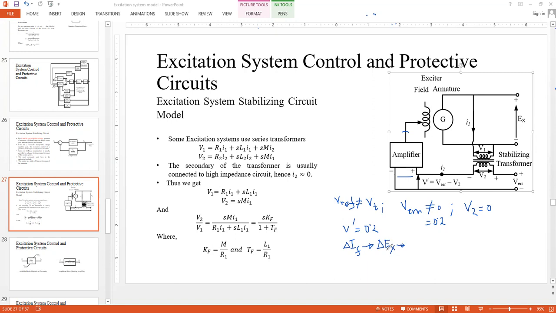This deviation in the output is actually sensed. Remember, this will take some time. So this is a slow dynamic process. This change is not simply like a step. So this del IF would be the result of this V dash. Then due to this del IF, we have some del EX. And this del EX would actually produce some del IL or del V1.